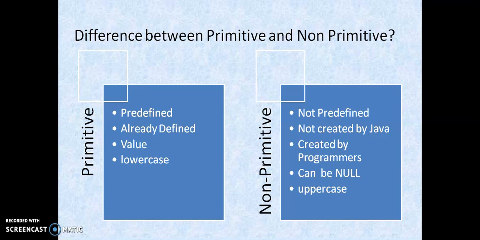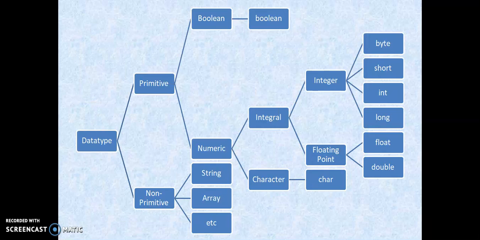Now to go ahead with the primitive and non-primitive data type, the primitive data type is further divided into Boolean data type and numeric data type. The Boolean is a type of data type which holds a special type representing true or false value. Now with the primitive numeric data type, we have got integral data type and character data type. The integral data type is further divided into integer and floating point.